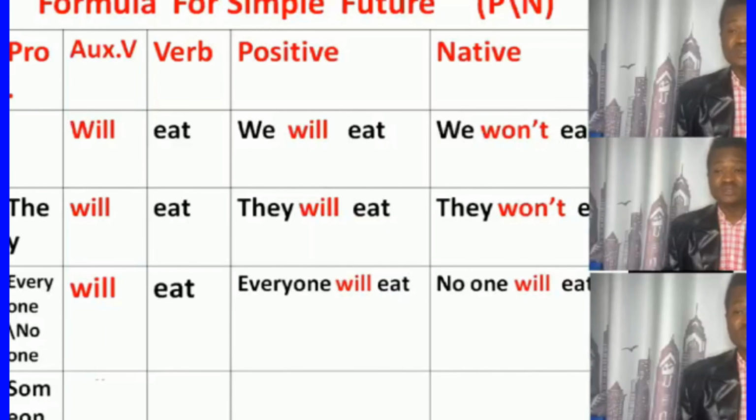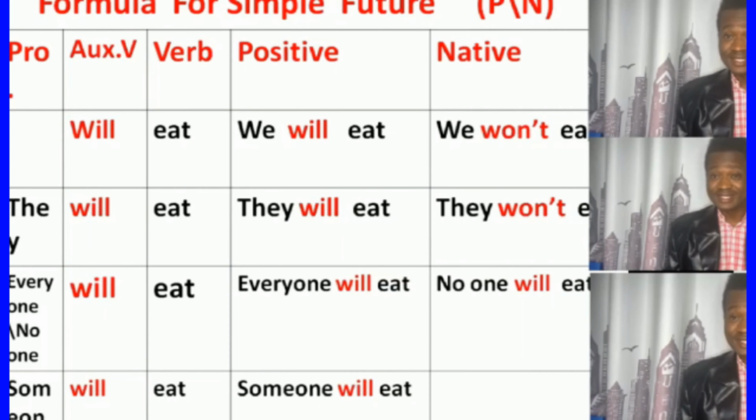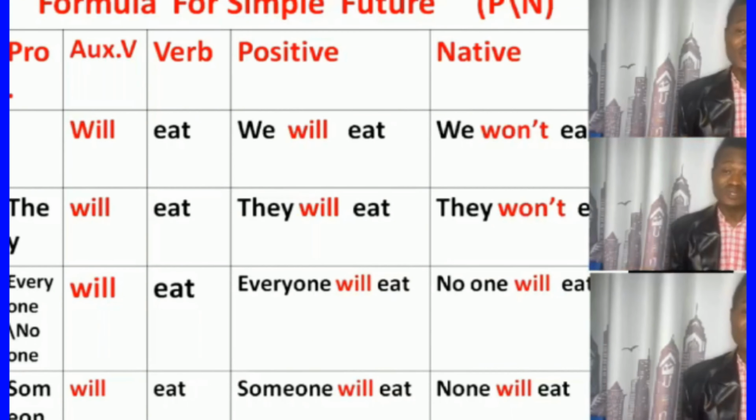So another indefinite pronoun we call someone. Here, the auxiliary verb will and the main verb eat, and the positive is going to be what? Someone will eat. That is an indefinite pronoun, someone will eat. So in the negative, it's going to be none will eat. So none is a negative form. None will eat. All right, let's go. We have a lot to do, man. Let's go, guys.